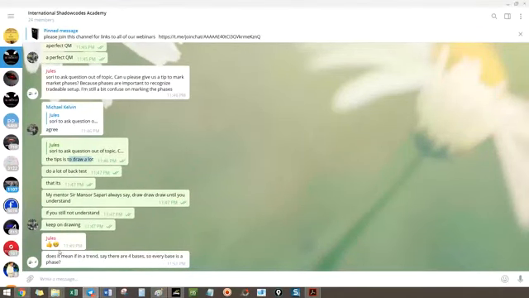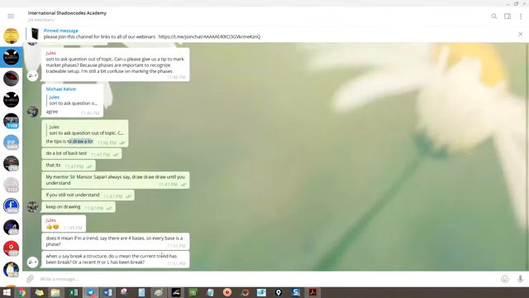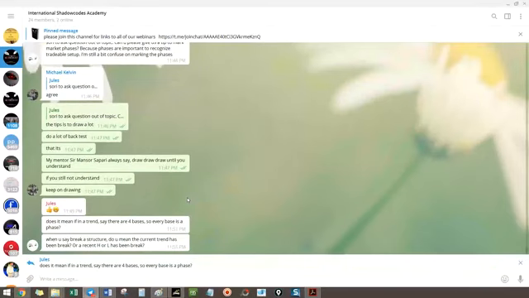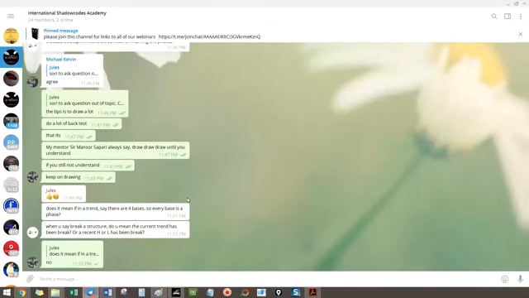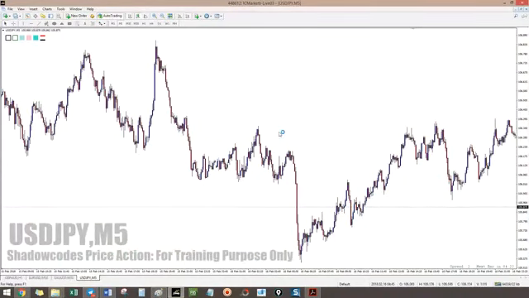Does it mean if in a trend, say there are 4 bases, every base is a phase? No, not every base is a phase, but if you see consolidation in smaller time frame, for example, like this, on M5, you will see something like a 1, a 2, and a 3.